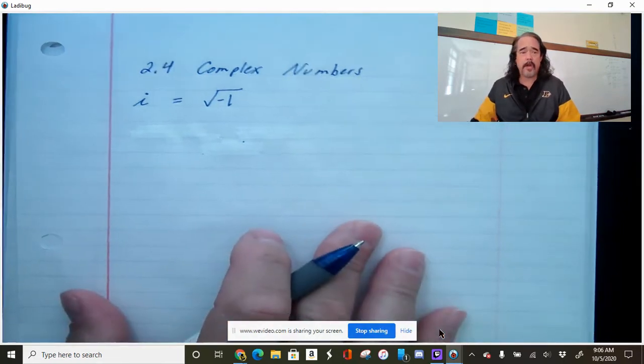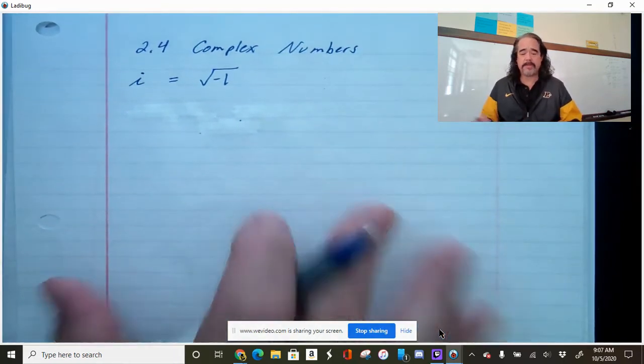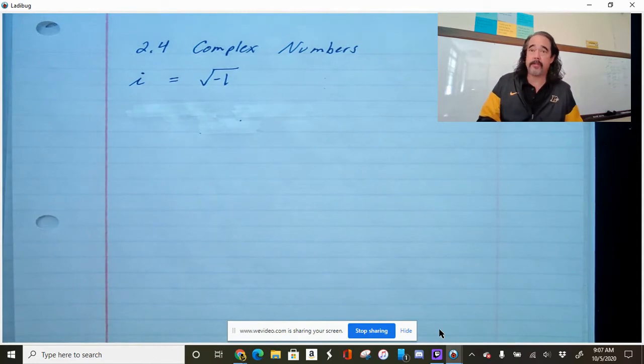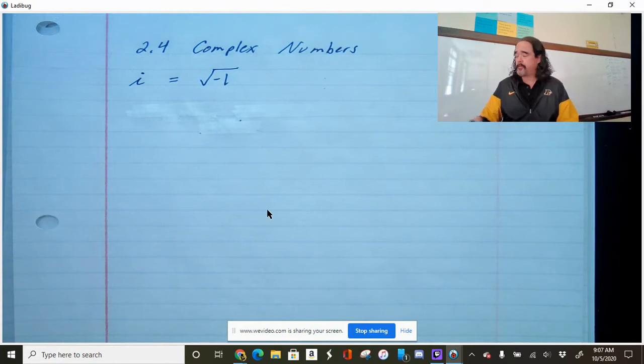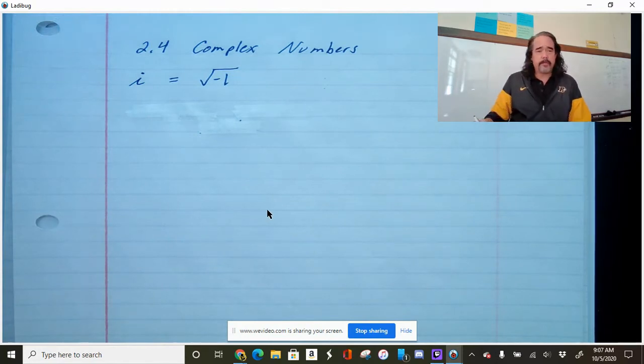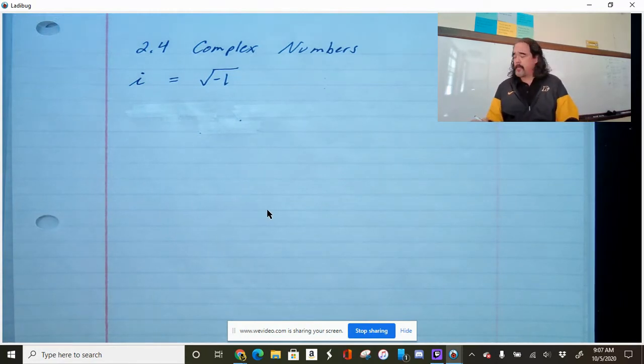All right, so I'm hoping that we can at least stay on pace as best as we possibly can and not get far behind, because we don't want to do that when we do come back into the classroom. All right, anyway, so we're going to get a little preview of 2.4, complex numbers.